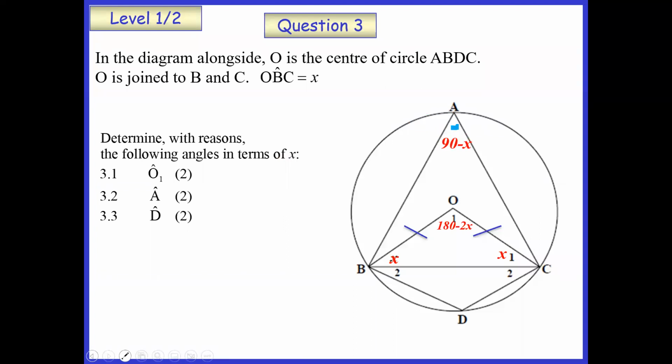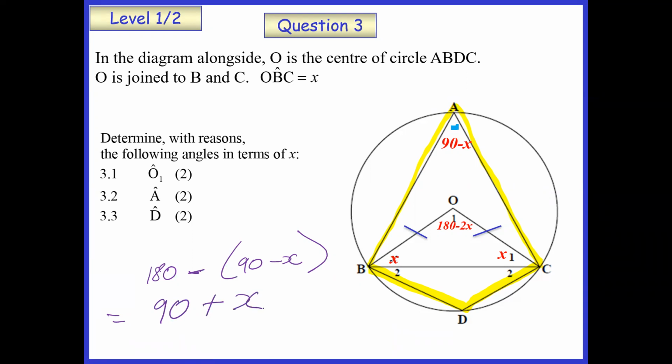Last question, D. So it's a cyclic quad, sir. Well done. We see a cyclic quad. So if it's a cyclic quad, what will the answer be? Do some algebra, okay? 180 minus 90 is 90. Negative and negative gives you a plus X. So we end up with D to be 90 plus X.